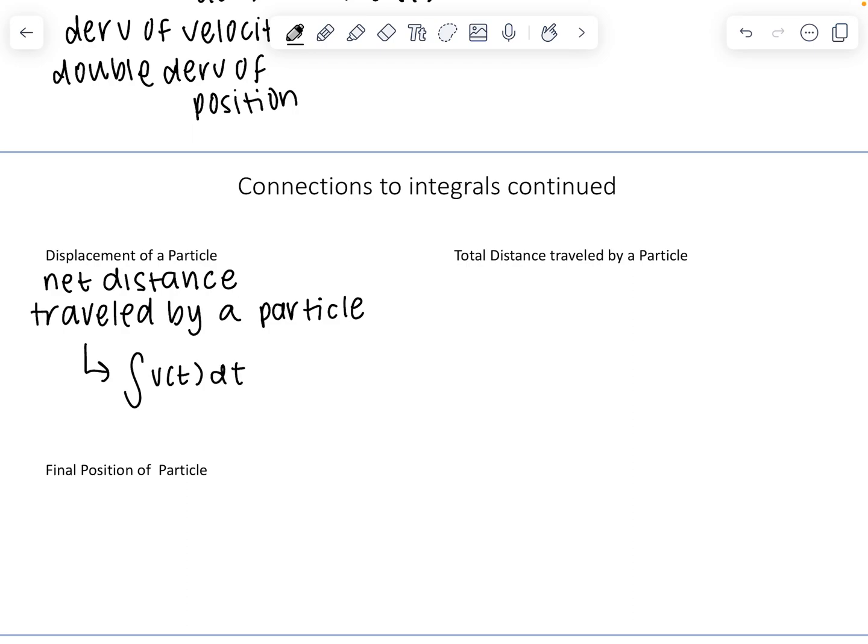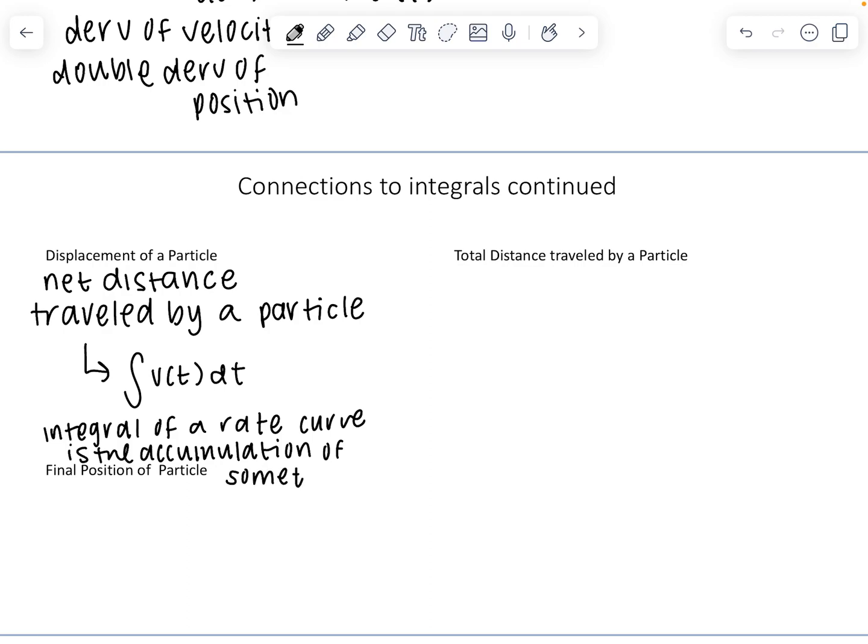And if you guys remember, at the very beginning of Unit 6, we talked about how the integral is the language we use. The integral of a rate curve is the accumulation of something. And so the velocity curve is a rate. A lot of times it's miles per hour, right? And so the integral of that is going to be the accumulation of the distance, but it's the net distance. It's not the total distance. And so that's why it's the antiderivative of velocity.